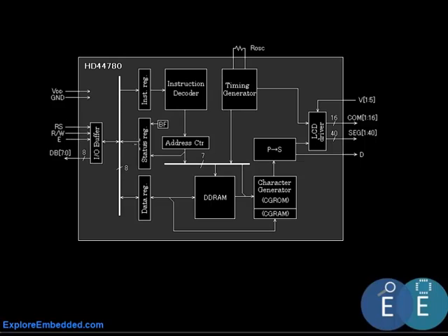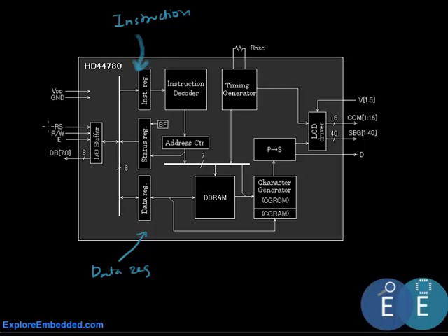Right, so what we have inside, I mean, this could be intimidating, but it's again simple. So there are 2 registers. So this is the instruction register, and this is the data register.